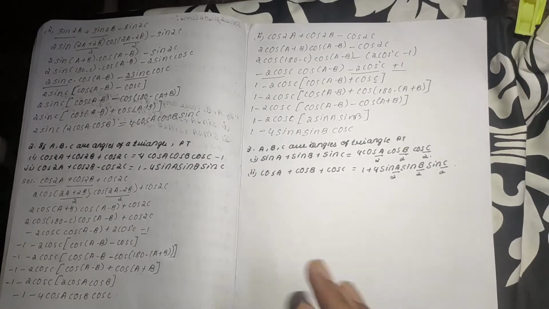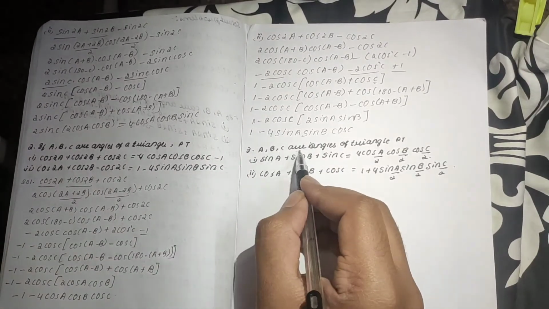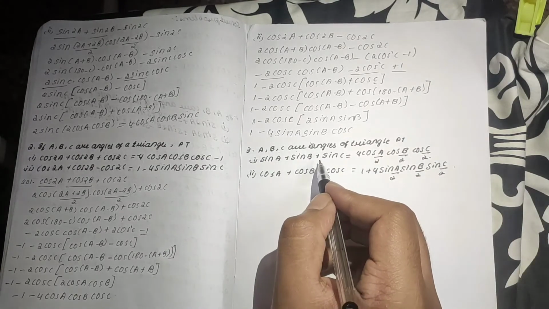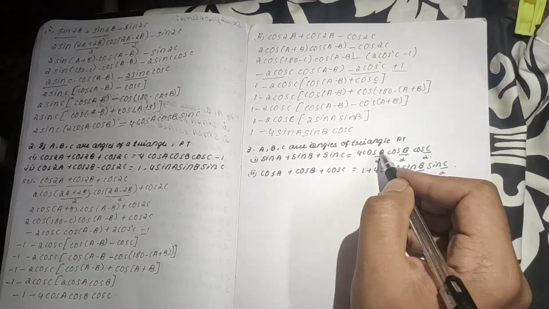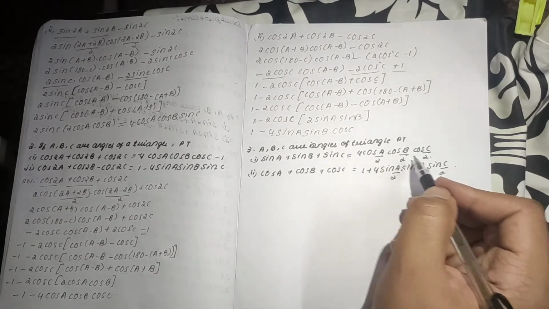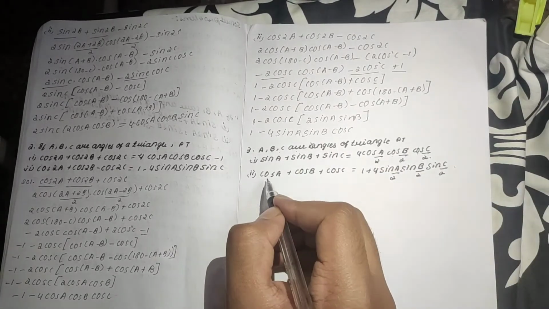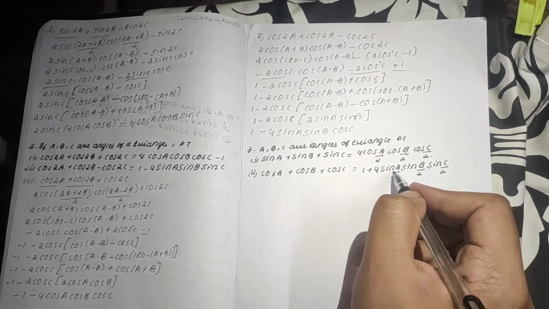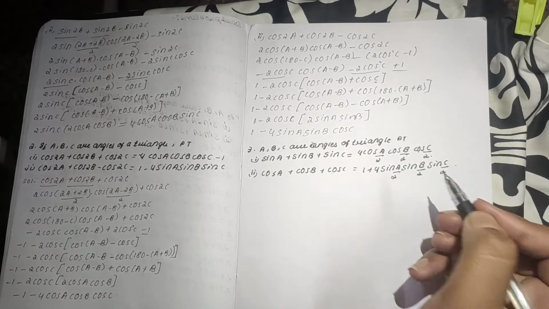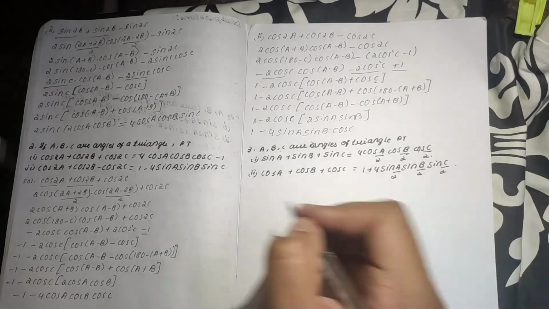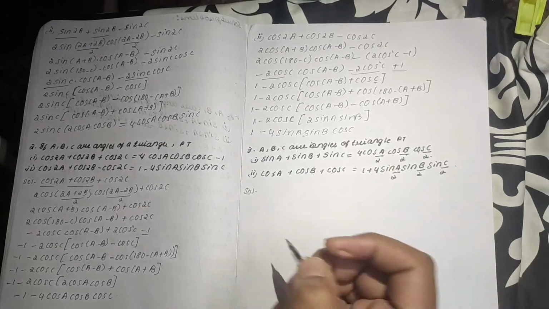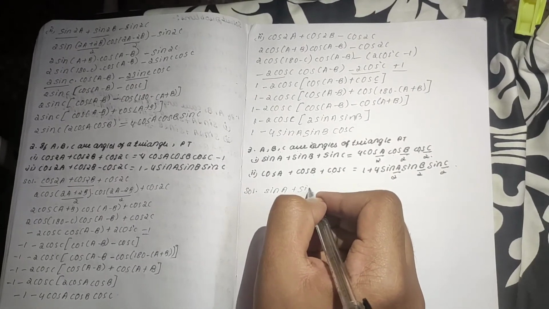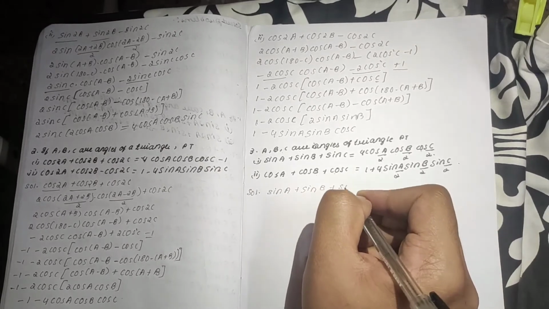So let's solve the third sum, which is given that A, B, C are the angles of a triangle. Then prove that sin A plus sin B plus sin C is equal to 4 cos A/2 into cos B/2 into cos C/2. Similarly, cos A plus cos B plus cos C is equal to 1 plus 4 sin A/2 into sin B/2 into sin C/2. So let's solve the first sum, which is given as sin A plus sin B plus sin C.